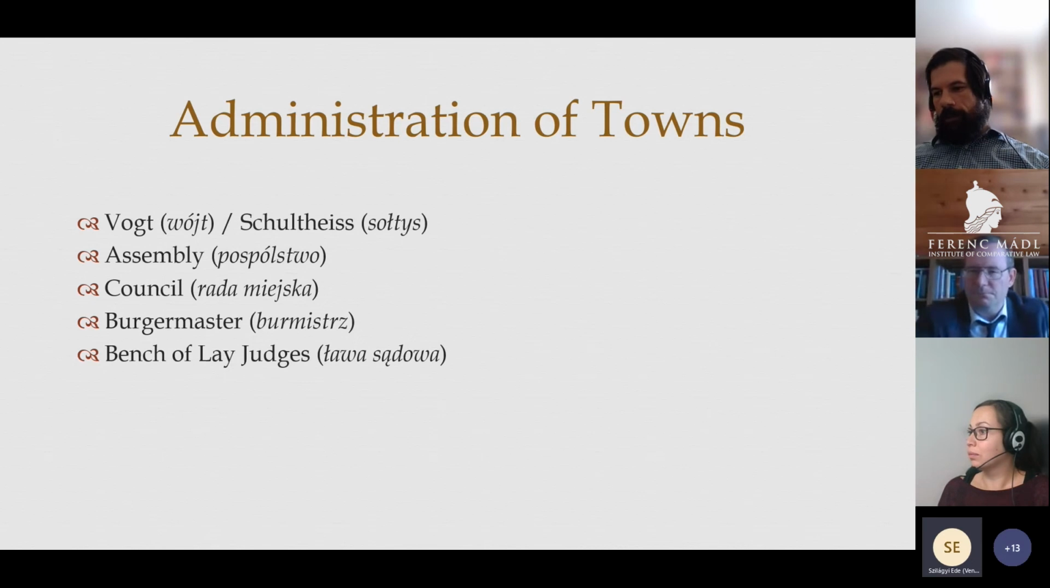A special judicial authority was constituted in towns that received Magdeburg Law. It was called the Bench of Lay Judges and usually consisted of 7 members. This was the so-called ława sądowa. Trials before them were always presided over by the magistrate, appointed either by the landlord or the council. Full attendance of sworn men who participated in the decision-making was not necessary for the tribunal to conclude a case.